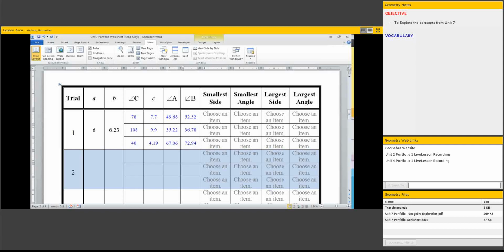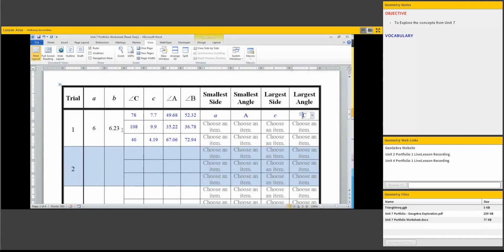So I look at this first point up here. I have 6, 6.23, and 7.7. So it seems like the smallest side is going to be side A. So I'm going to choose side A as the smallest side. The smallest angle was actually angle A. I'll take that back. Let's say, yeah, because I had a 78 degree angle, a 49.68 degree, and a 52.32. So 49.68 is the smallest. The largest side was C at 7.7. And the largest angle was angle C at 78 degrees.